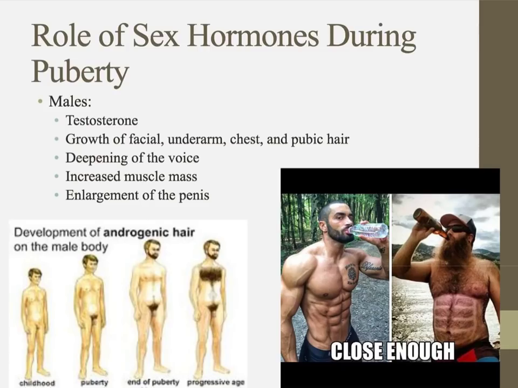All right, time to talk about everybody's favorite topic, which is puberty. In males, puberty is dominated by the production of testosterone. And we said earlier that testosterone during puberty causes the development of secondary sex characteristics. So what are those secondary sex characteristics for males? Well, that includes the growth of facial hair, underarm hair, chest hair, pubic hair, deepening of the voice that is caused by the actual growth of the larynx, the voice box, increased muscle mass, and enlargement of the penis.